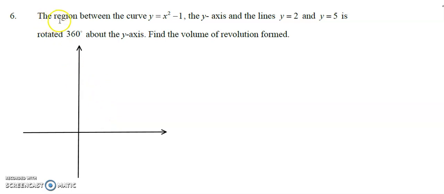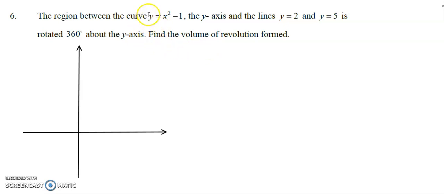Still we are doing the finding the volume of revolution. So let's look at this example. The region between the curve y equals x squared minus 1, the y-axis, and the line y equals 2 and y equals 5 is rotated 360 degrees about the y-axis. Find the volume of revolution formed.